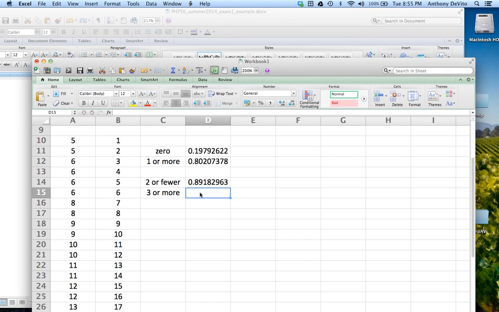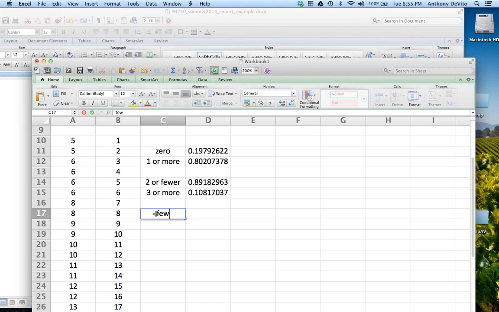I would just say 1 minus 2 or fewer. That would be, oops, keep forgetting to put the equal sign in there. I would put in 1 minus that. That's the remaining probability. Now, a little bit of a curve.